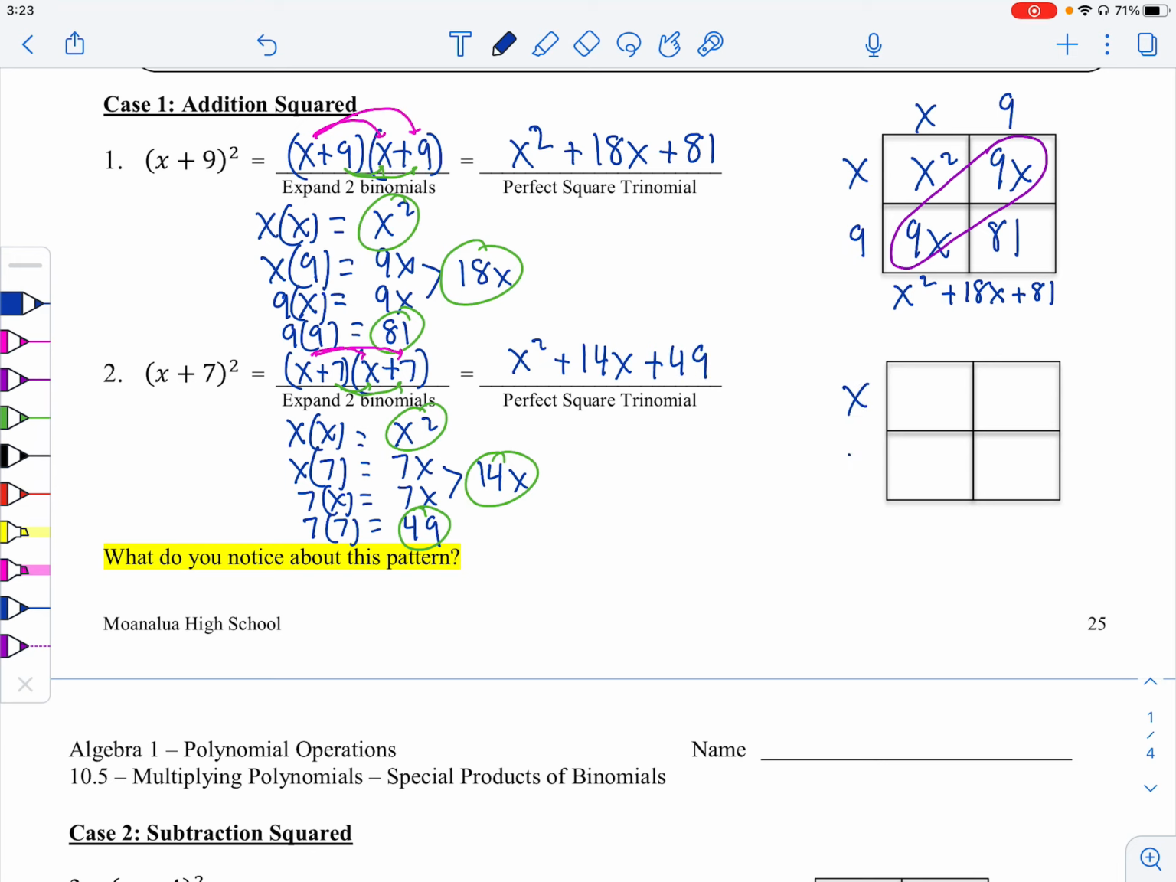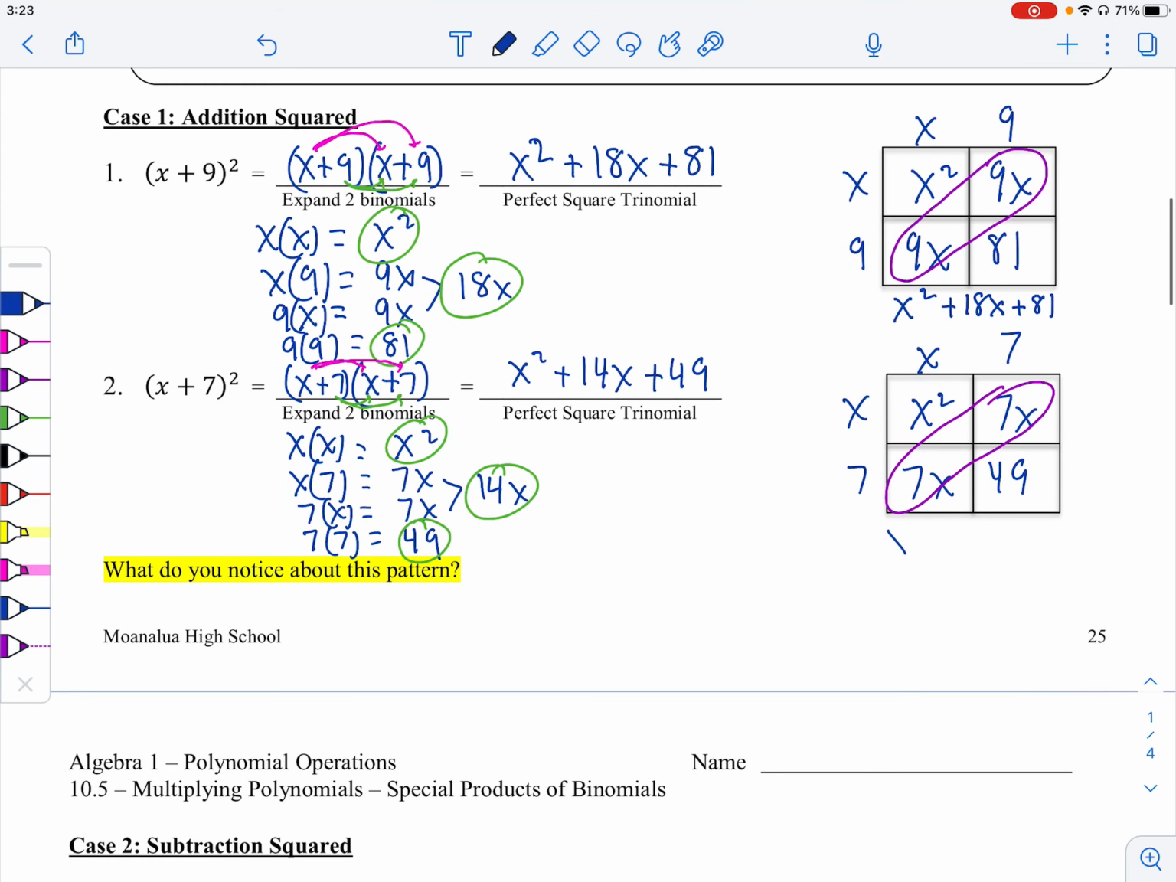And applied to the box method, same thing. X times x, x squared. X times 7, 7x. 7 times x, 7x. 7 times 7, 49. Middle terms combine. That's our answer, right? X squared plus 14x plus 49.